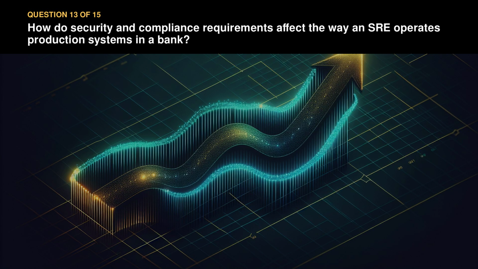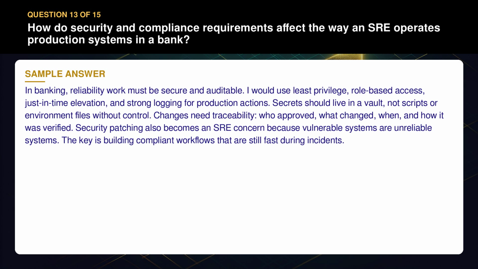Question 13. How do security and compliance requirements affect the way an SRE operates production systems in a bank? In banking, reliability work must be secure and auditable. I would use least privilege, role-based access, just-in-time elevation, and strong logging for production actions. Secrets should live in a vault, not scripts or environment files without control. Changes need traceability: who approved, what changed, when, and how it was verified.